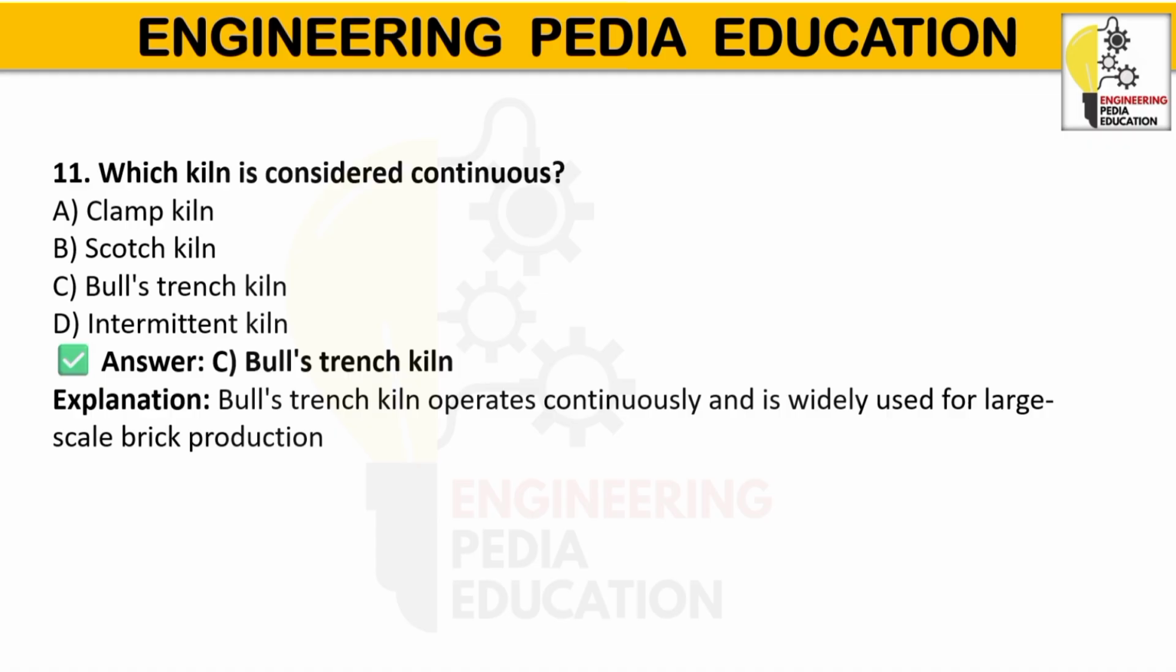Bull's trench kiln is an oval-shaped or circular trench divided into sections. Bricks are arranged in the trench and fire gradually moves from one section to another. Fresh air enters through one end, and hot gases pass through unburned brick, improving fuel efficiency. Advantages are high production rate, better fuel economy, uniform quality. Disadvantages are high initial construction cost and the need for skilled operation.